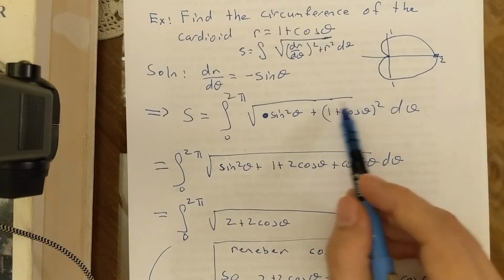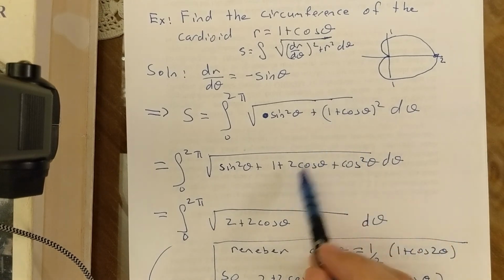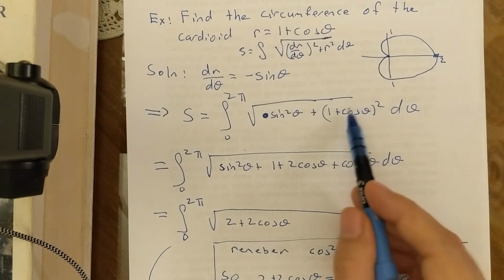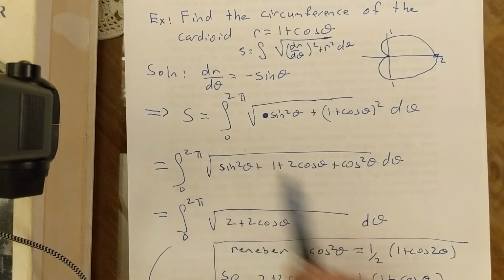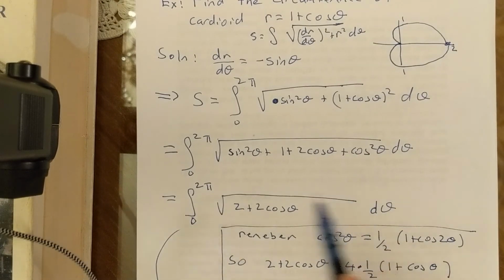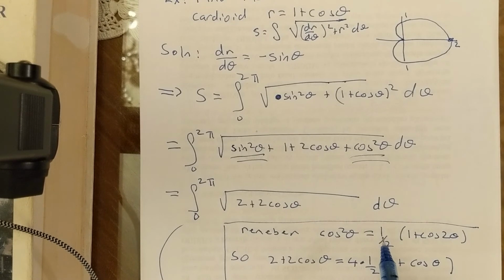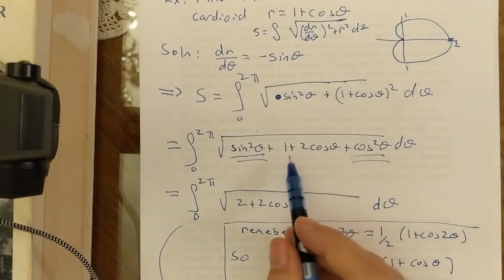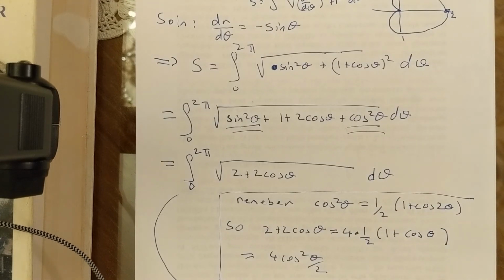Okay. So we have to open this guy up. Once we open it, we're going to get 1 plus 2 cosine theta from the cross term. And you're going to get cosine squared theta. And we still have our sine squared. Now, if you see this, what I see is sine squared plus cosine squared is going to make a 1. So we already had another 1. So we're going to get 2. So the answer is going to be 2 plus 2 cosine theta in the square root.